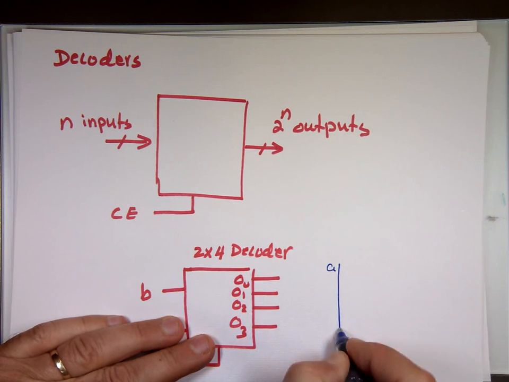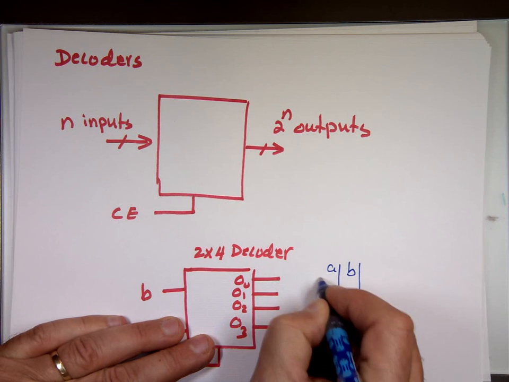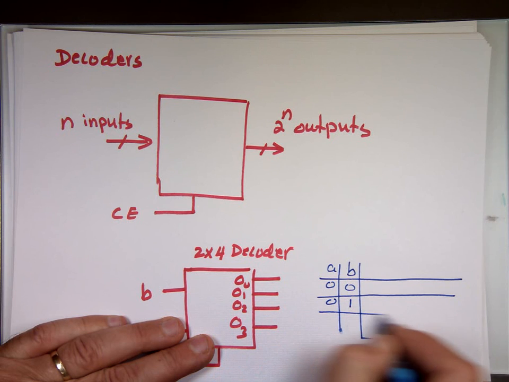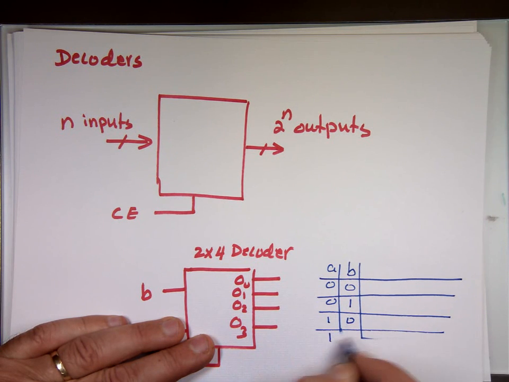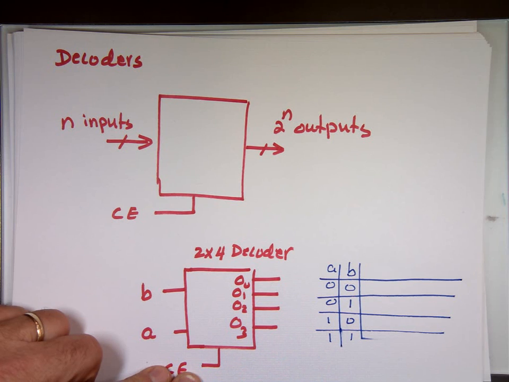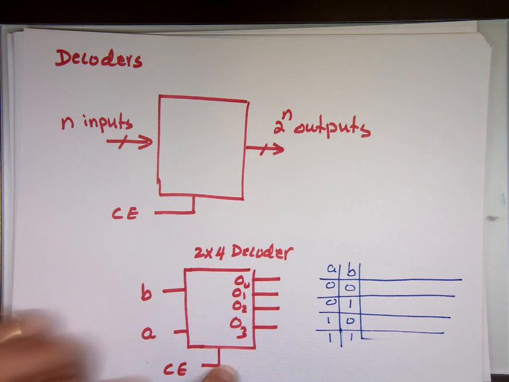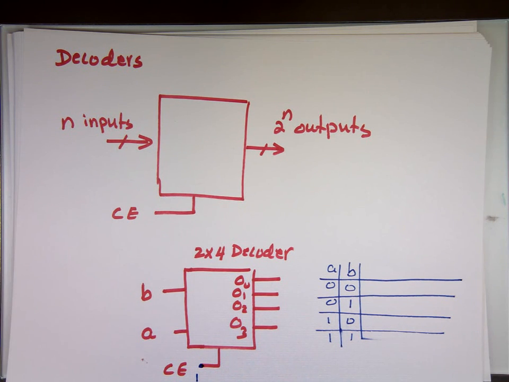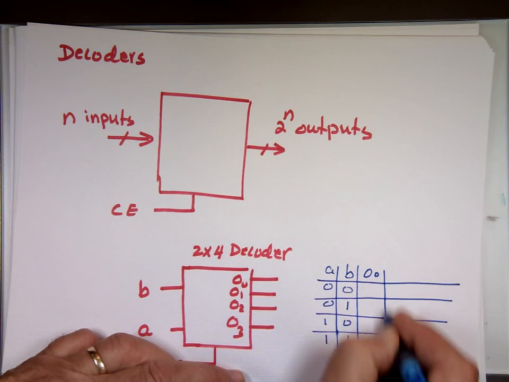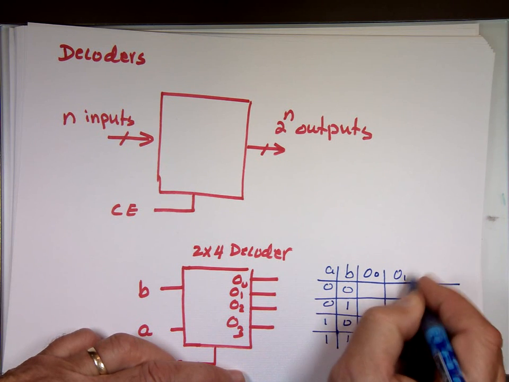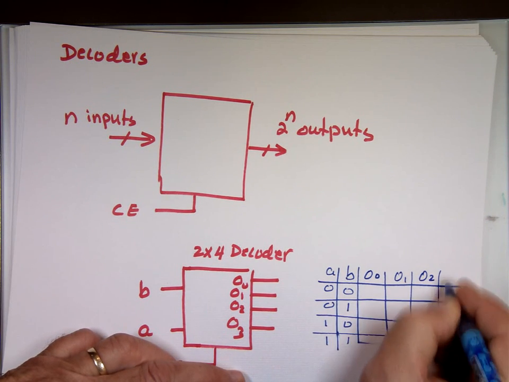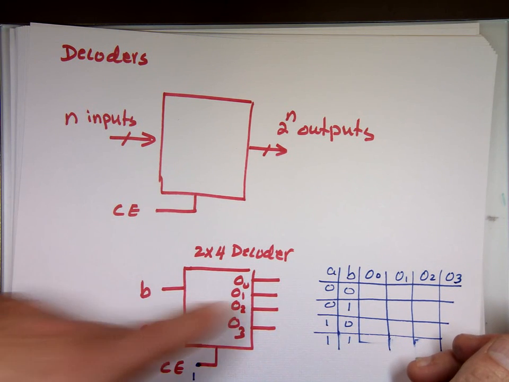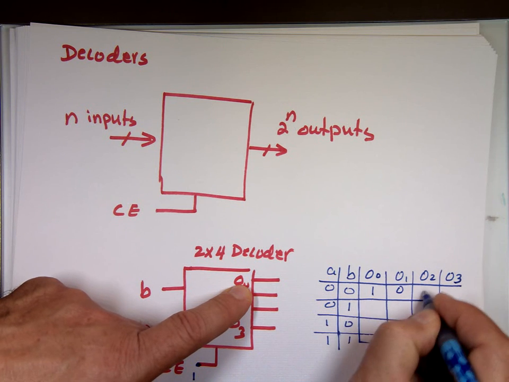We have 2 inputs. That means there are 4 combinations for the inputs. Either 0, 0, 0, 1, 1, 0, and 1, 1. In this case, for this circuit to be on, the chip enable, the way I drew it, has to be 1. So assume the chip enable now is on, has a value of 1. That means your output here, when both of these are 0, only the first one is going to be on and the rest of them will be 0.